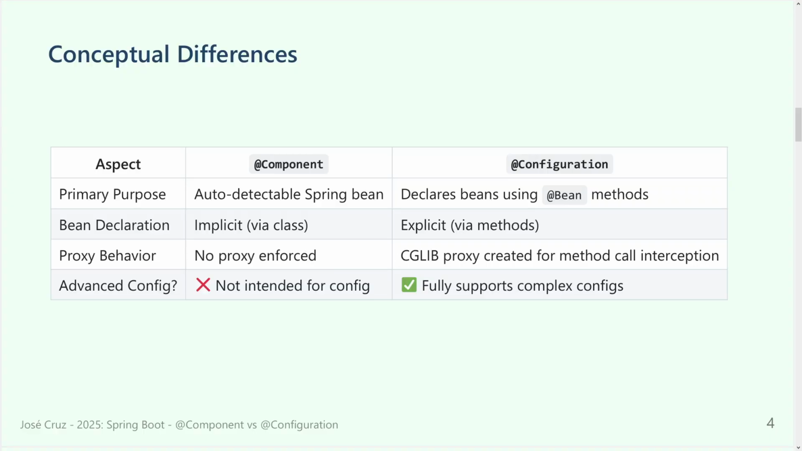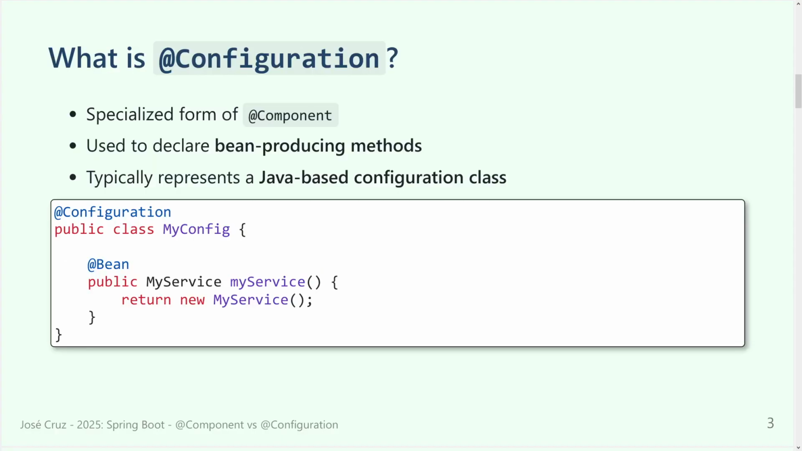It is possible to use proxies also when we have components, but it's for advanced things like transactions, aspect-oriented programming, and things like that. So advanced configuration, not intended for components. The main idea of a component is the classes that compose your software design, like services, REST controllers, things like that. The configuration fully supports complex configs, because at the end of the day, it's a method that you can put whatever you want inside.